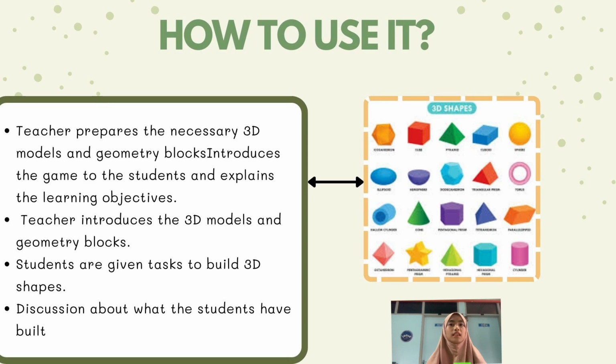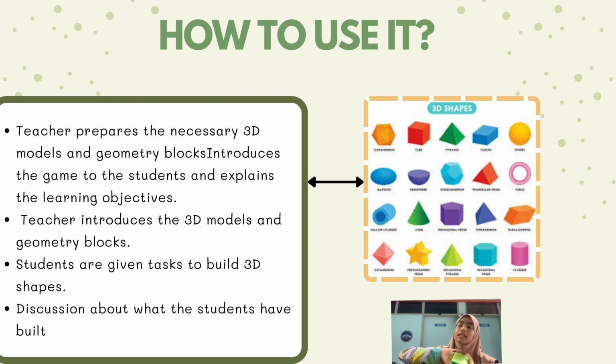So the next slide: how to use 3D models and blocks. First, the teacher needs to prepare the necessary 3D models or geometry blocks for the learning activity. The teacher will introduce them to the students and explain the properties of each shape, such as the face, the edge, and the vertex. After that, students will be given a task to build a 3D shape using geometry blocks or to fold paper to create it.